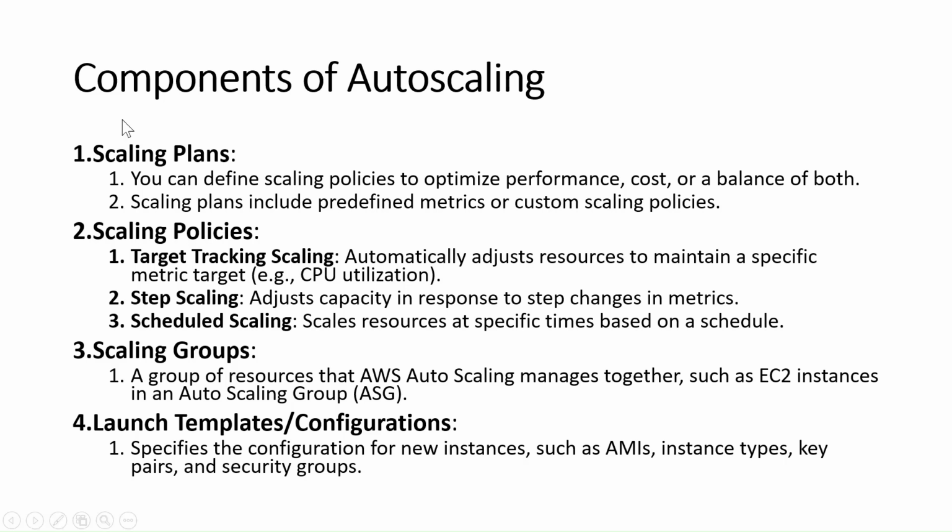Second one is scaling policies. Target tracking scaling automatically adjusts the resources to maintain a specific metric, for example CPU utilization. So it defines the specific rules for scaling your resources, like adjusting your resources to maintain the target metric, like keeping CPU usage at 50%. Step scaling adjusts capacity in response to step changes in metric.